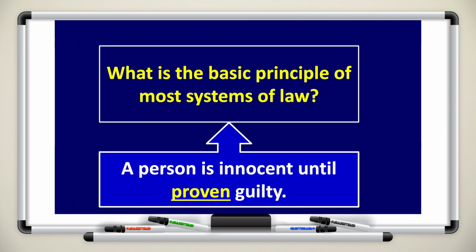Now, the basic principle of most systems of law. What is it? What is the basic principle of the most systems of law? A person is innocent until proven guilty. So we have to find evidence that this person is guilty. Other than that, they're innocent.